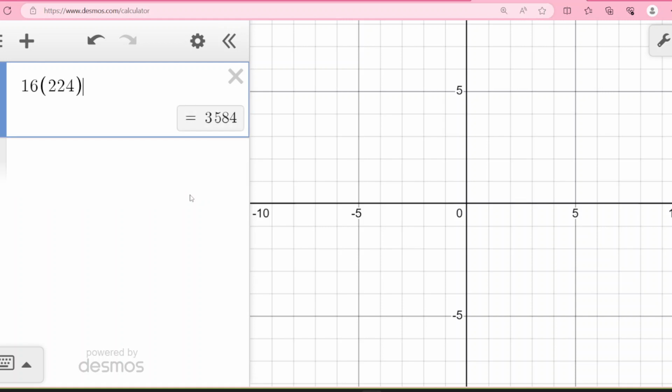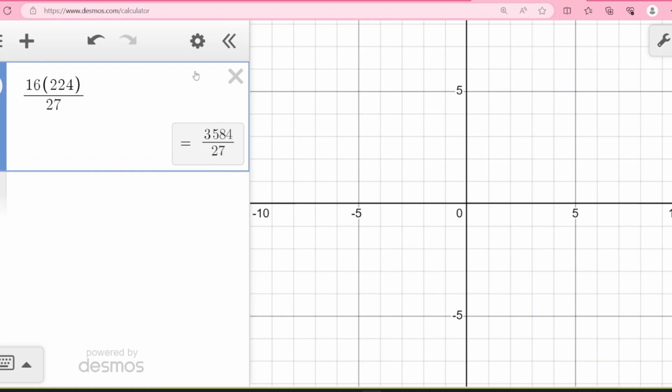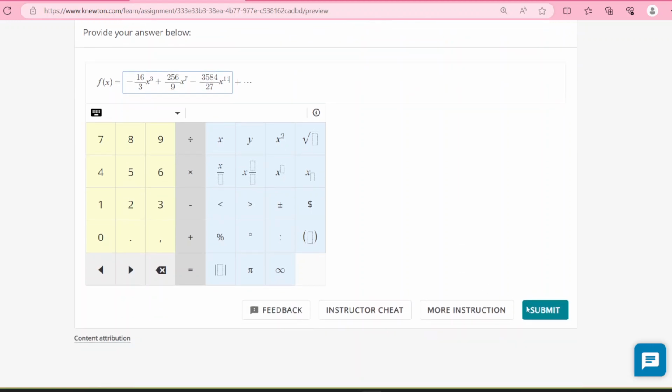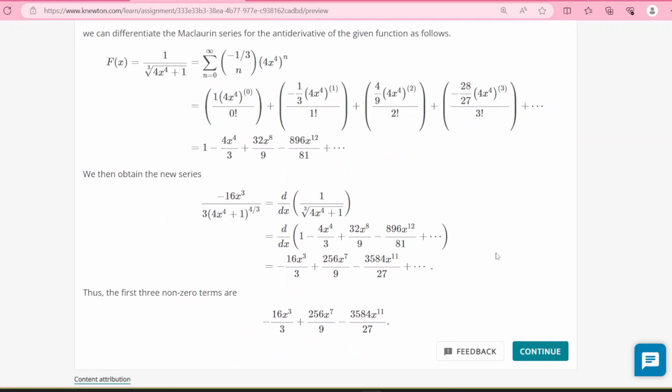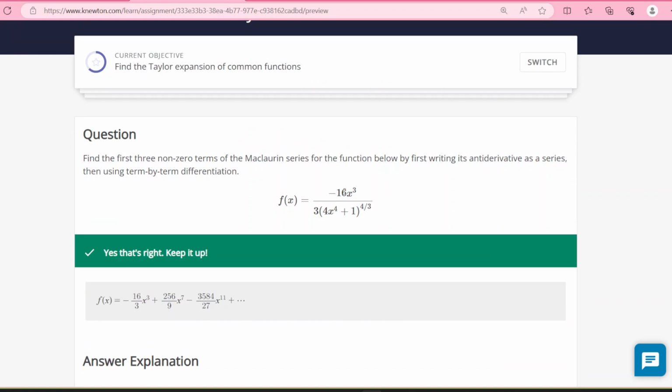16 times 224, 3,584. Divided by 27, this might actually reduce, but it's just 3,584 over 27. So then minus 3,584 over 27, x to the 11th. And then dot, dot, dot, right? Plus dot, dot, dot. Yeah, again, they differentiated and then integrated, then differentiated. I just saw a series that I could write as a polynomial times some series I already know.